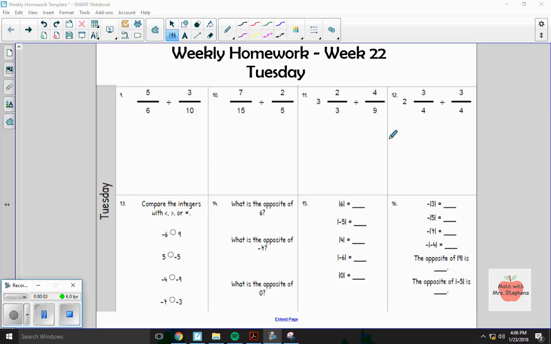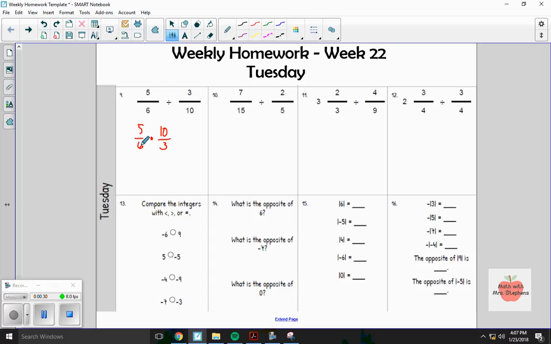The first 4 problems, you are dividing fractions. Remember, the rule for dividing fractions is you need to multiply by the reciprocal. So you keep the first fraction the same, change the division to multiplication, and reciprocal means you flip your second fraction. Once you're at this step, you can multiply straight across, or you can cross cancel.